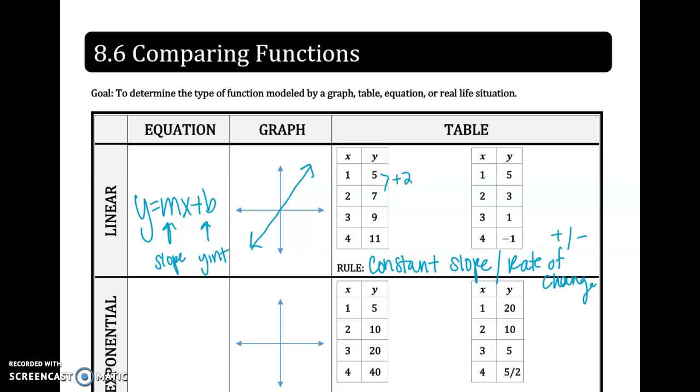So 5 to 7 is plus 2, 7 to 9 is plus 2, 9 to 11 is plus 2, and these are all plus 1, which means my slope here is 2 over 1, which is 2. So that is a constant slope, so this table is a linear function. Same thing over here, 5 to 3 is minus 2, and x is going up by 1 each time, so this is a slope of negative 2, so that is also a linear function.